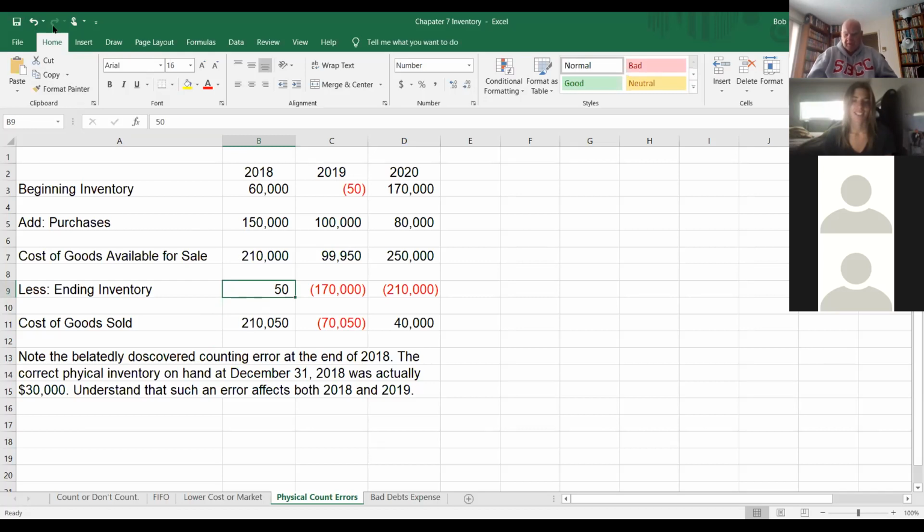So 2020 stayed the same. Yeah, 2020 is perfectly correct as long as we counted that ending inventory. As soon as we counted the correct inventory in the second year, then we're back on track going into the next year, okay? Those kinds of things.